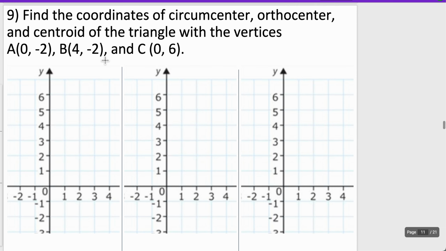This is the part that might have taken you a while because we're going to find the coordinates of the 3 things listed here: circumcenter, orthocenter, and centroid. So we've got to make sure we understand the differences between those. The orthocenter actually comes out to be very simple at this one.